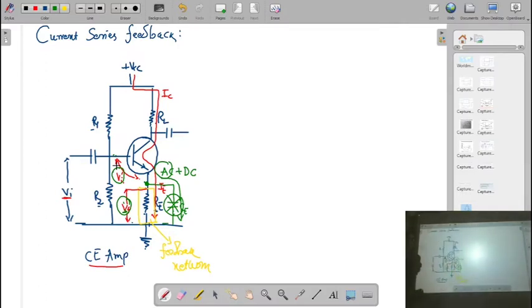Correct? Now the same circuit we can draw in a simple way. If you draw it in a simple way, then it is very easy to find out the parameters of the circuit. So what is the simple circuit? In that case, we are not going to draw a biasing resistance or a coupling capacitor. Actually, it is not an equivalent circuit, but we can say it is a kind of simplified circuit.